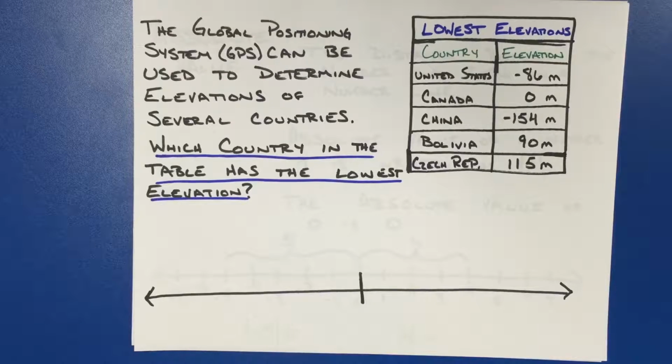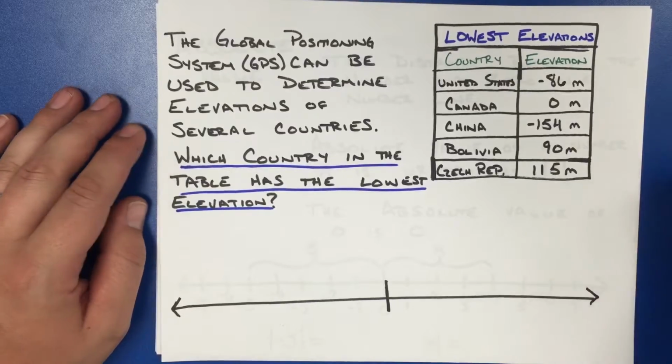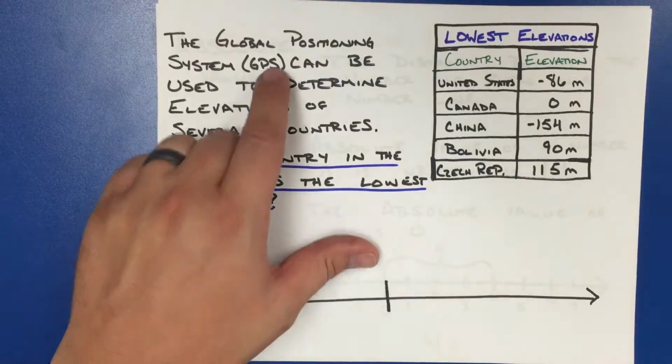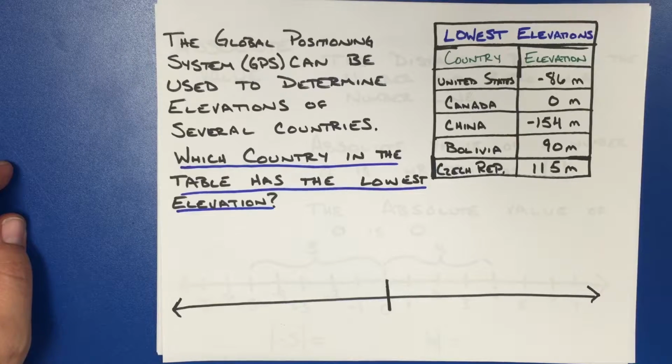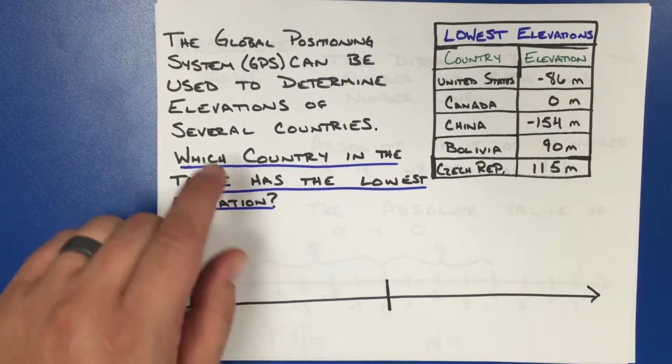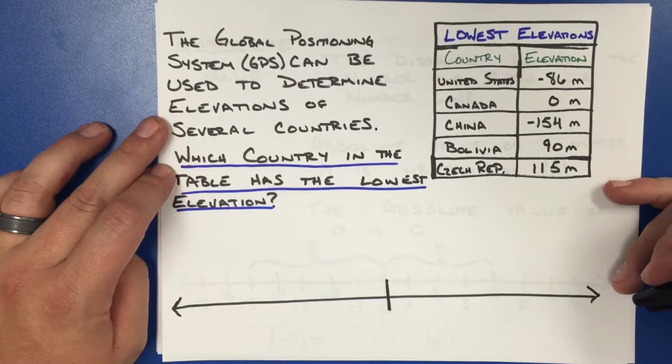Okay, now in your book, we have this example here, and we're going to go through it. You can follow along with me. It says the Global Positioning System, aka GPS, which I'm sure you guys have all heard of, can be used to determine elevations of several countries. Which country in the table here has the lowest elevation?